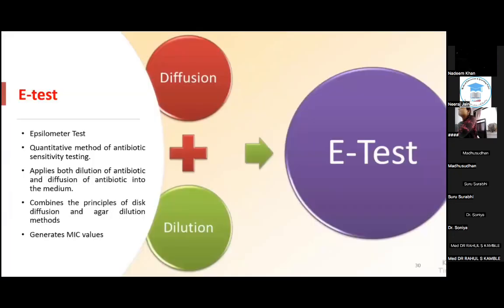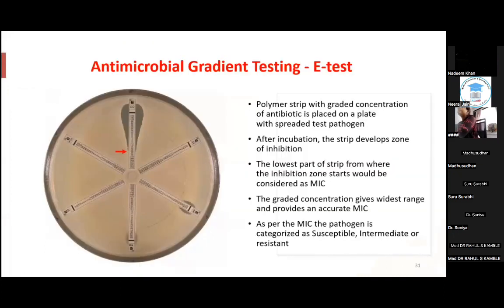Where facilities are not available for broth dilution, or where MIC is needed, we can do E-testing, that is epsilometer testing. This is an antibiotic-impregnated strip, and it is placed over the bacterial suspension, and then the point where the clear zone is interpreted is taken as the MIC.